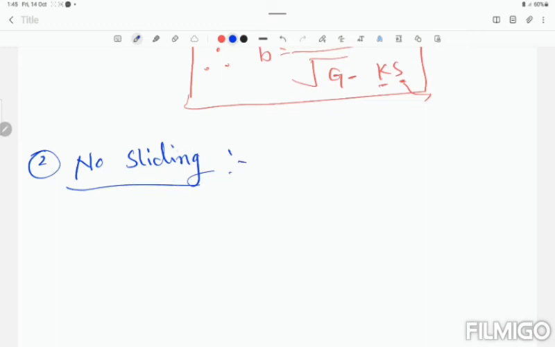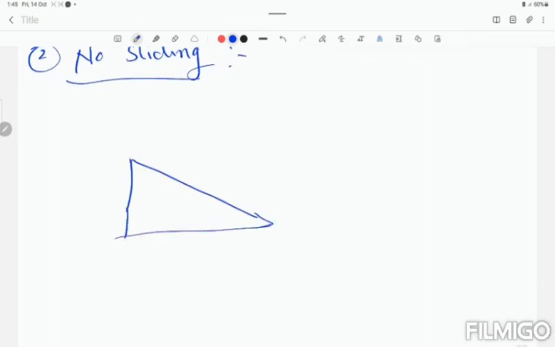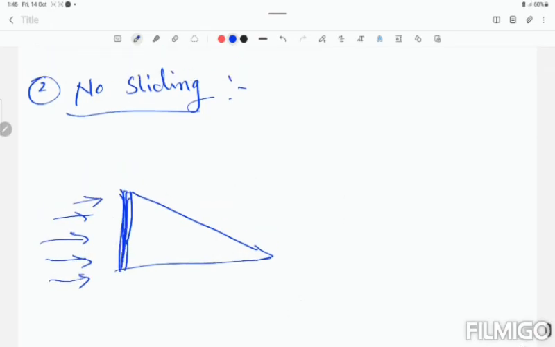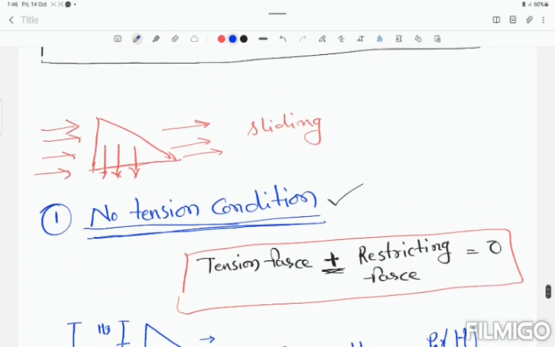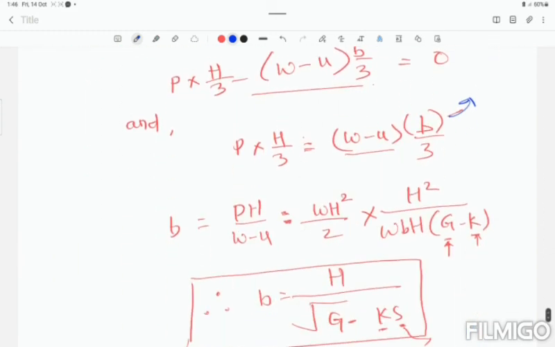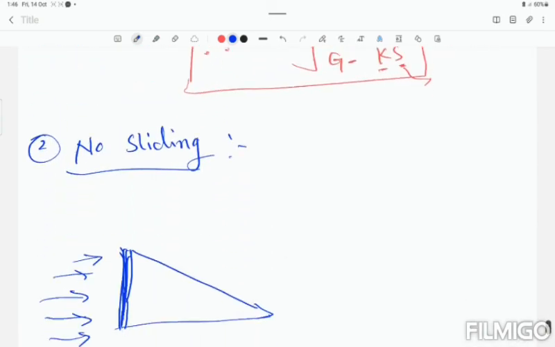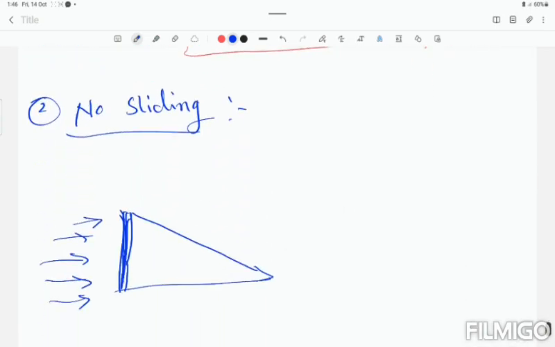In this condition, when the water pressure is acting along the wall of the dam, what will happen? The sliding condition may arise. This is the first condition as we see in the dam, the tension condition, and the second one is the no sliding condition. Suppose we are going to consider the height of the dam as h. This is the height of the dam, and b is the base of the dam.